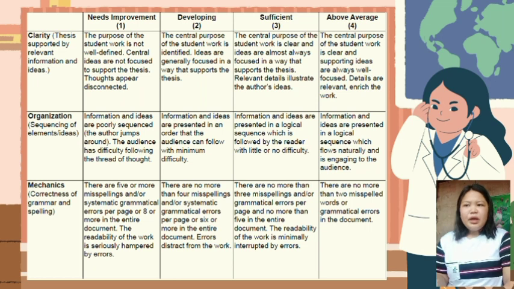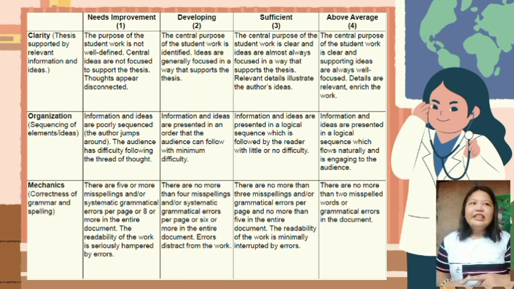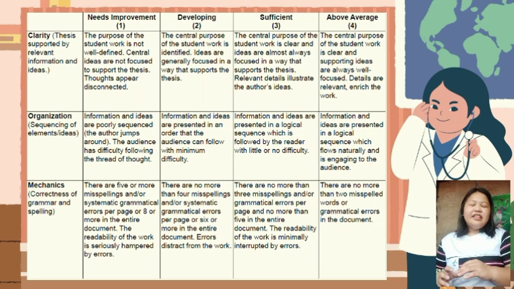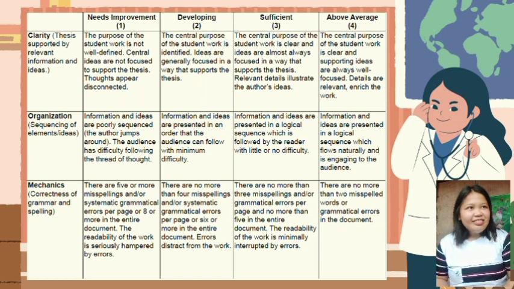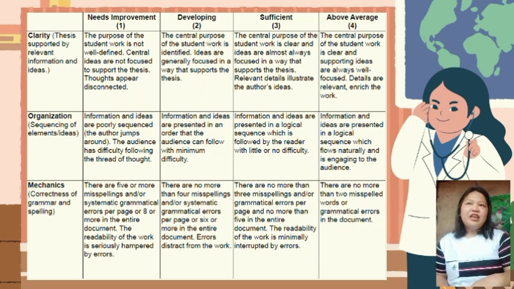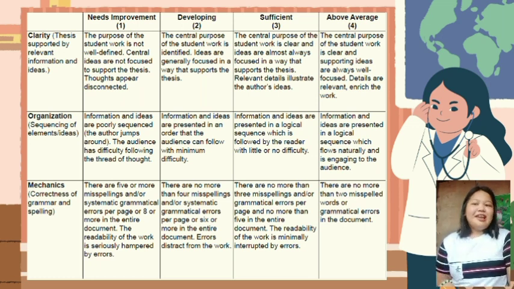Thoughts appear disconnected. So this falls under clarity, as I said earlier, where a student just randomly puts in information that is irrelevant to the topics they've chosen or that you've given them, just to make their essay look long. So of course it will fall under needs improvement, because the information they put into their output is irrelevant. So under organization, back to the highest level of ability.